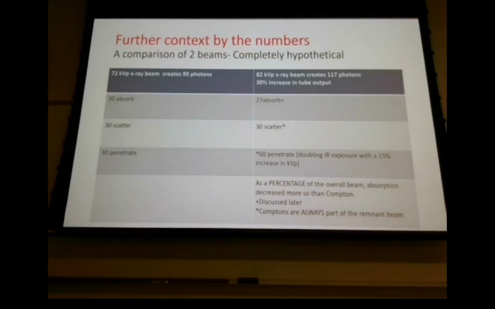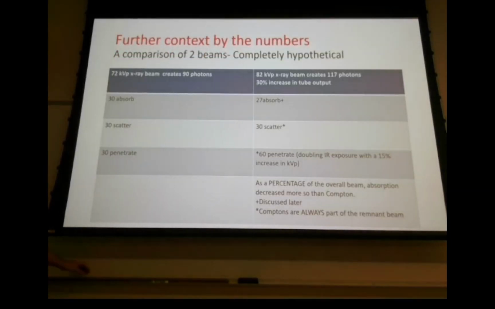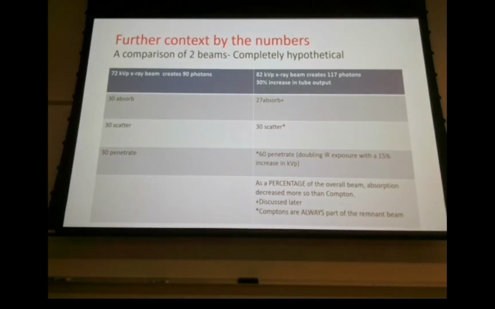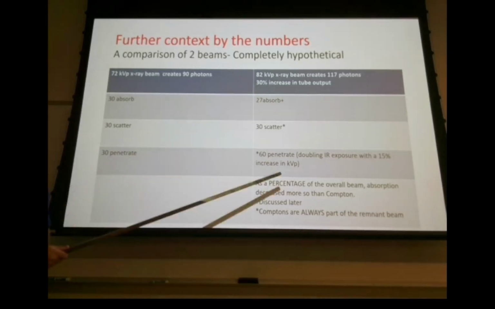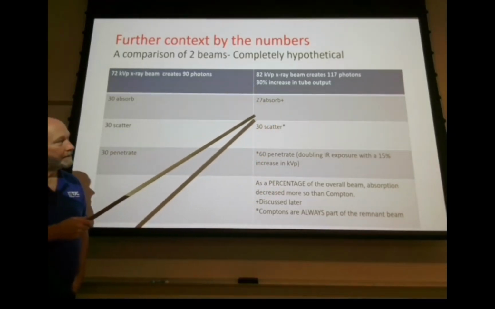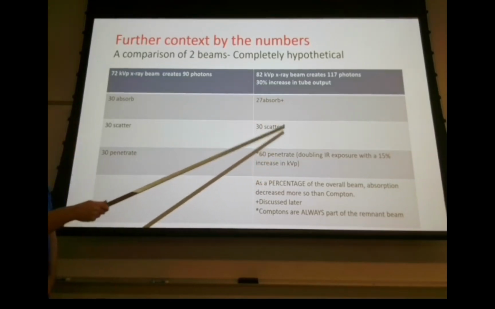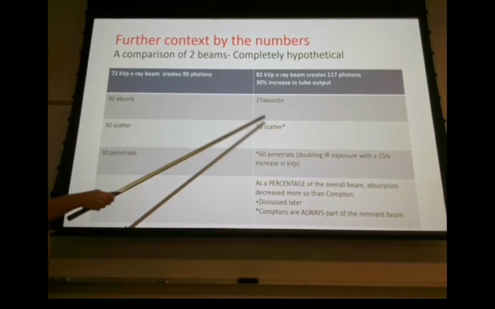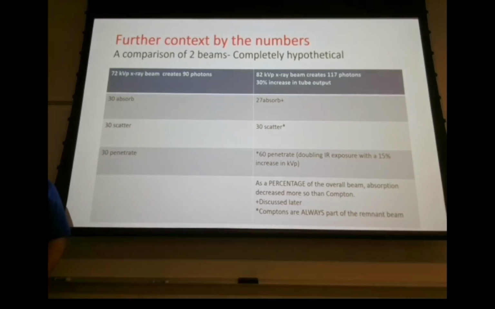So, I just kind of threw some numbers out here, and again, you're never going to create an X-ray beam that only creates 90 photons. But let's say, with the two X-ray beams of Bushong, in Bushong's example, we create 90 photons, and let's say at 72 kVp, we get an even distribution of absorption, scatter, and penetration. As we increase to 82 kVp, notice what happens: our photoelectric absorption goes down. Now I want you to keep this in mind. Notice I didn't change the numbers on scatter, and I'll explain why.